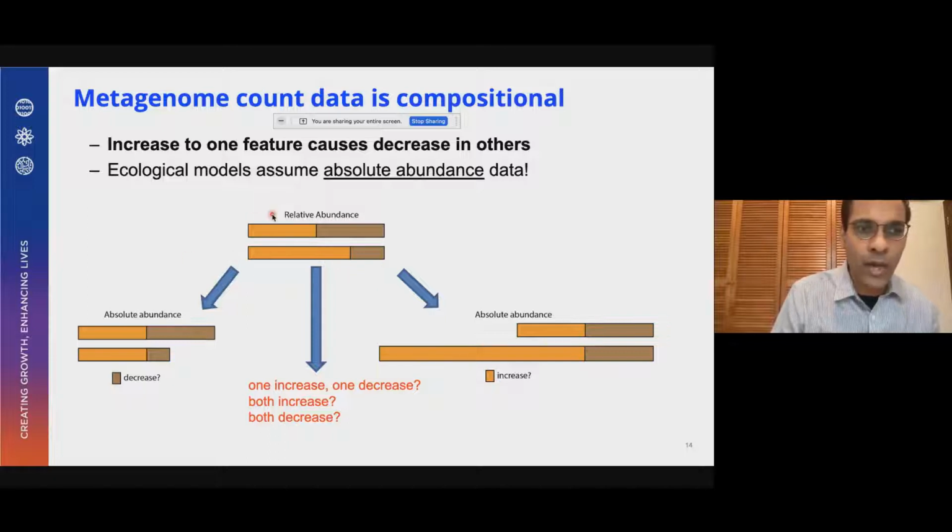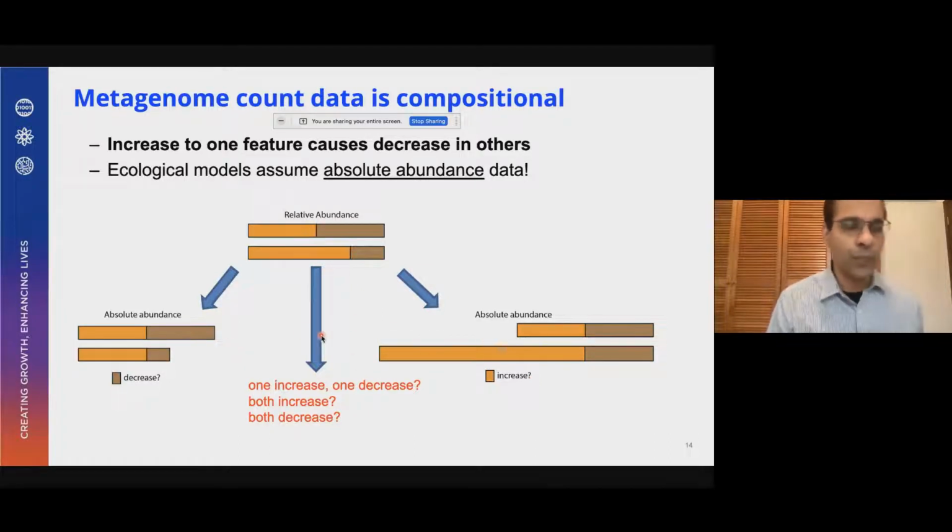So when you have these two taxonomic profiles, one where there's an orange and a green species roughly equally proportional, and in another profile, there's more orange species as relative abundances, and this is what you get based on count data that you generate in sequencing. We don't know really what happened in terms of the absolute abundances. It could have happened that the green species went down in abundance, or the orange species could have gone up in abundance. And of course, both of these could have happened.